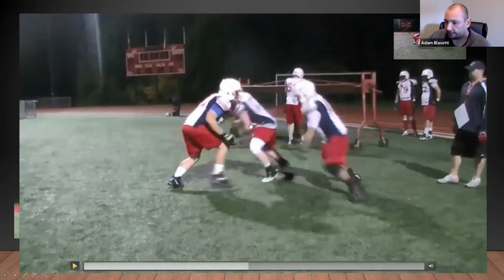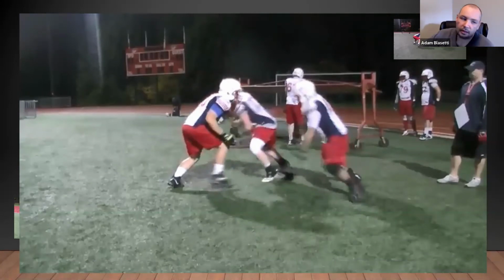Again, the center's building that wall. He's going to use a flipper to do that. I think that's the best way to teach it. But once you guys get good enough with your hands, you can do a single arm punch.